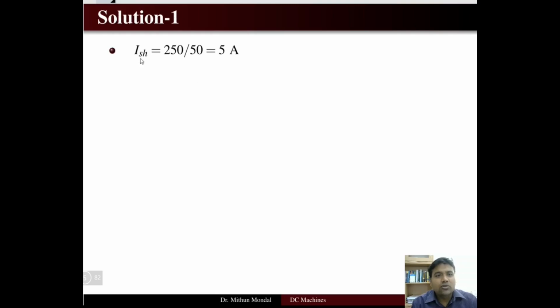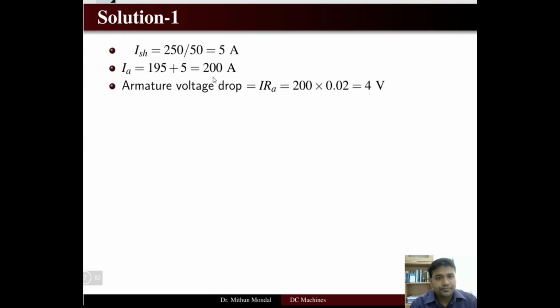So first you calculate what is the shunt current. Basically this is a shunt generator, so the total voltage that appears at the terminal divided by the shunt resistance will give you the shunt current. So shunt current comes to be 5 ampere. Now the armature current will divide into two parts, that is the shunt current plus the line current. Here the line current is given to be 195 ampere and 5 ampere is the shunt current, so the armature current is 200 ampere.